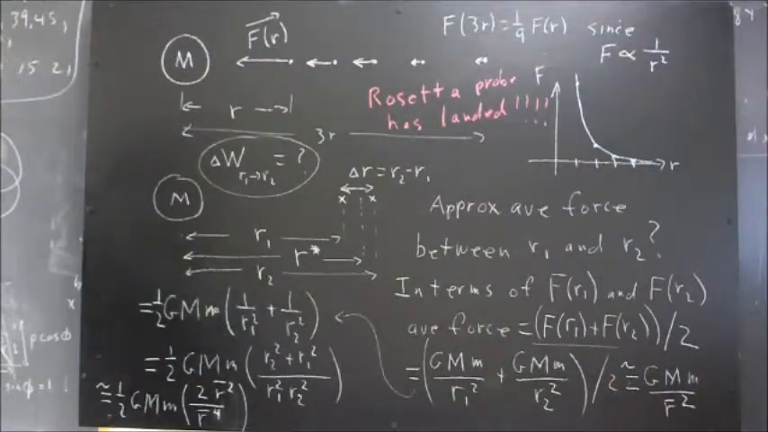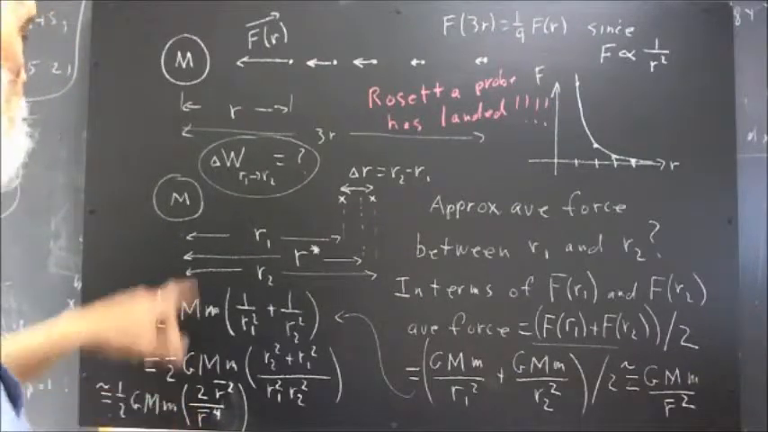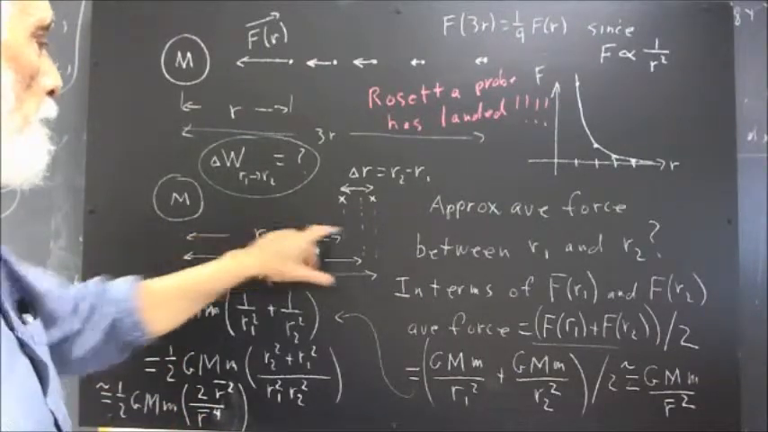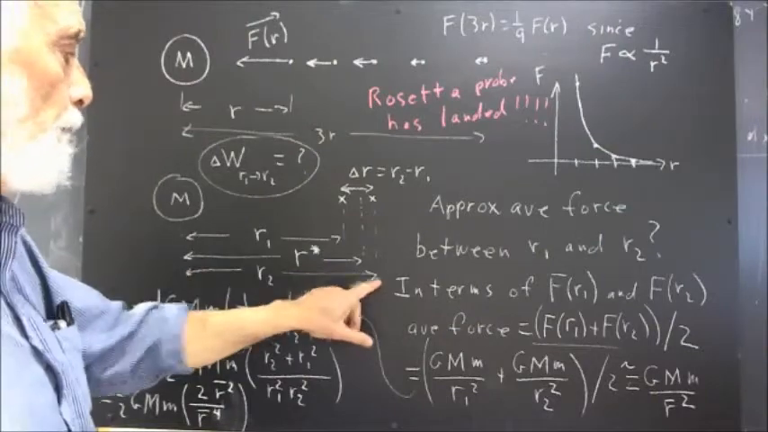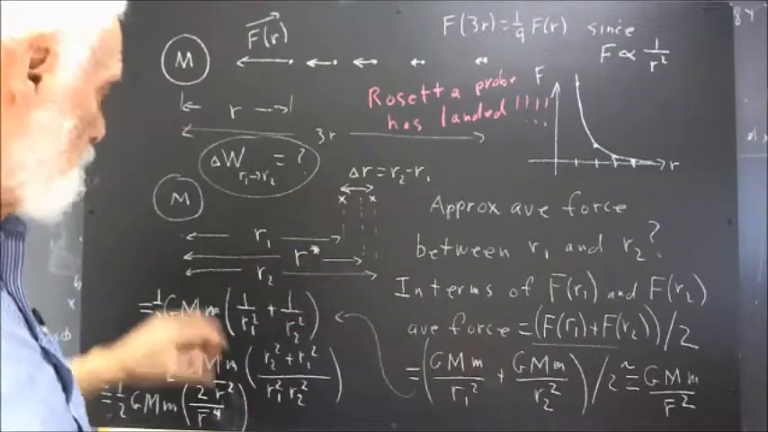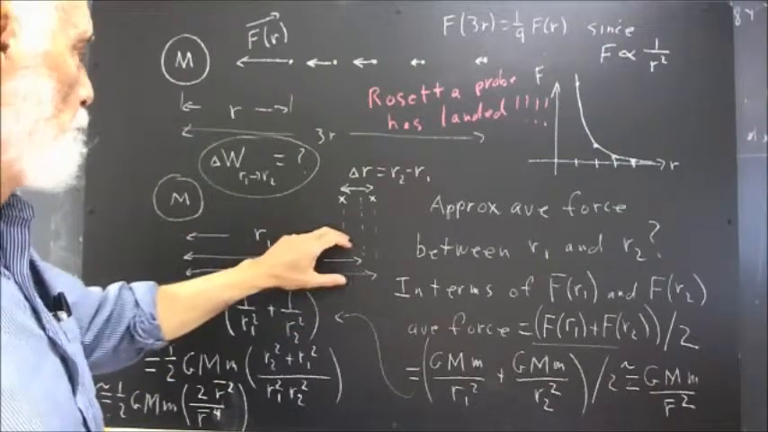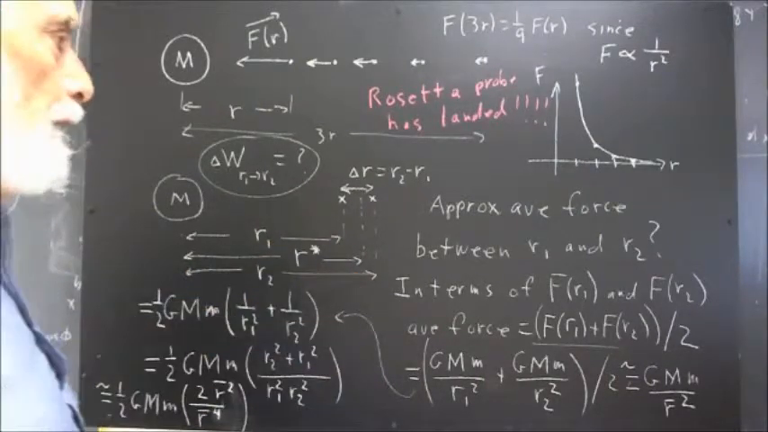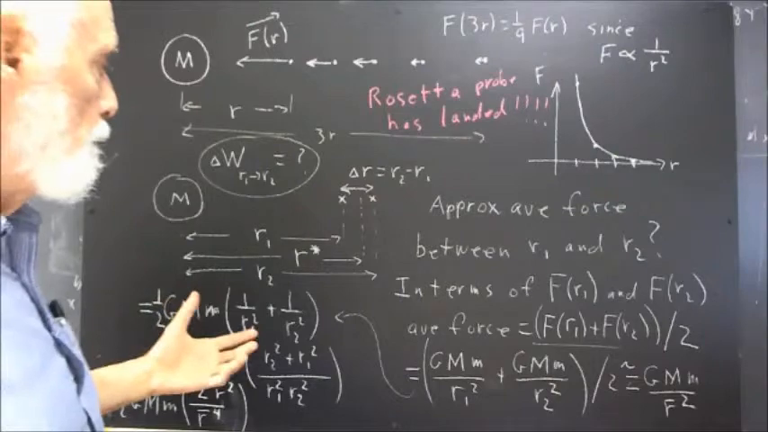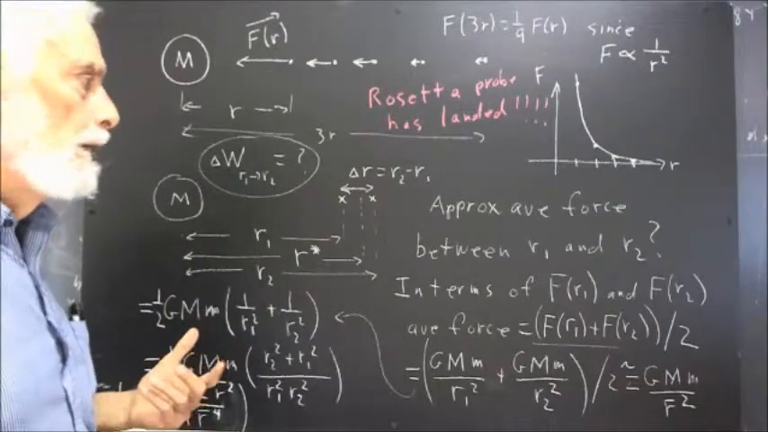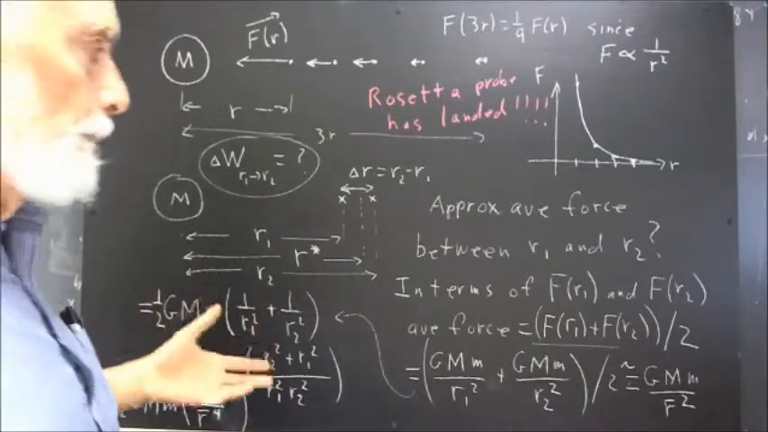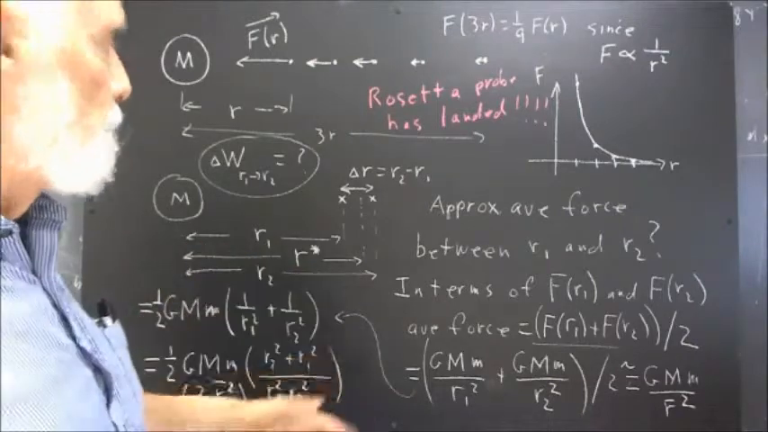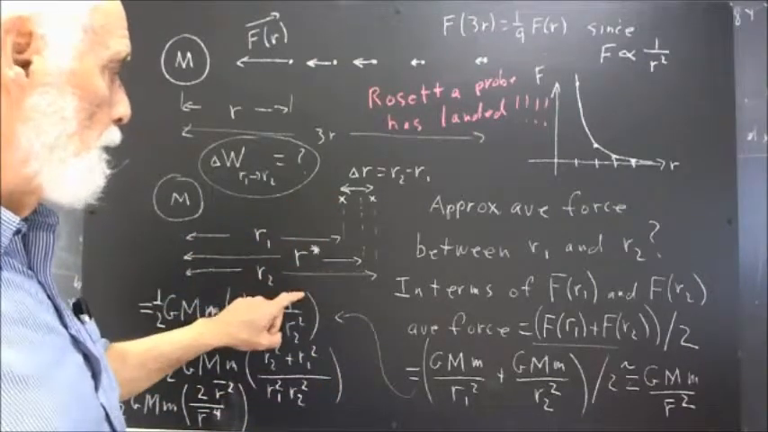Okay, so what do we have? Well, let's assume that we move from a distance r1 to a distance r2. Ignore this r star, that was added later. We just want to know the amount of work done between r1 and r2. And the first thing we want to do, if we want to calculate the work, is approximate the average force exerted over this interval from r1 to r2.